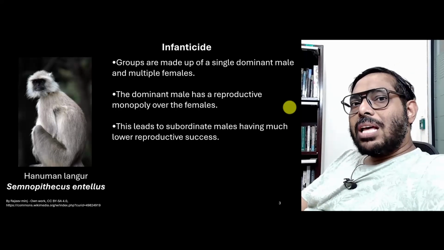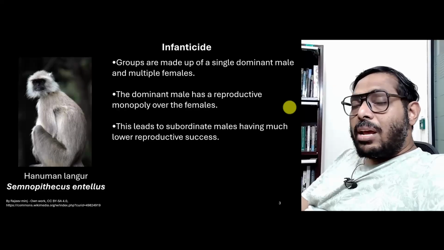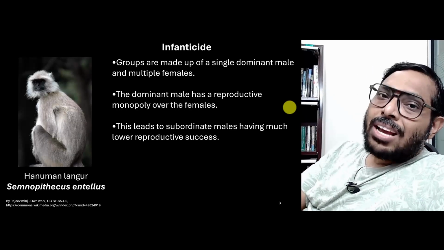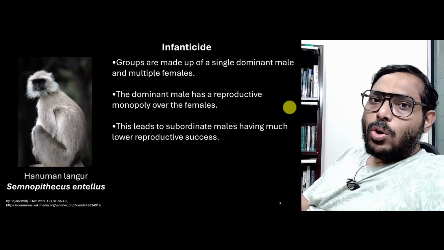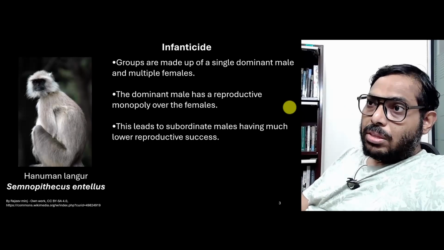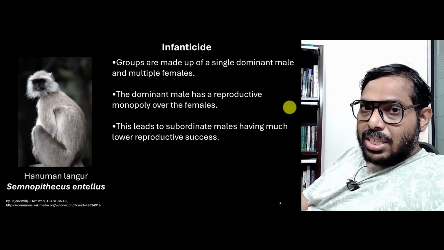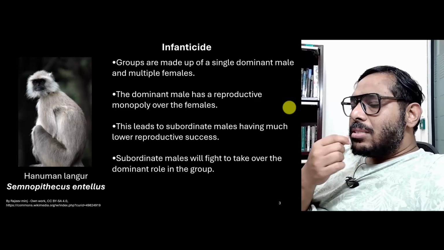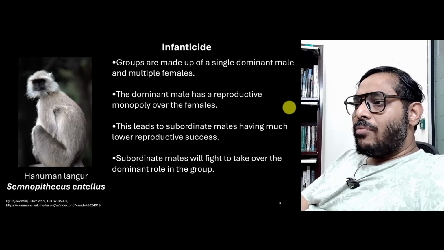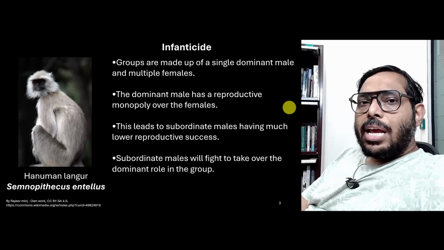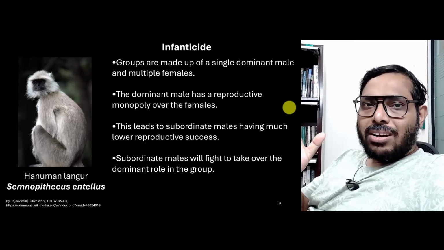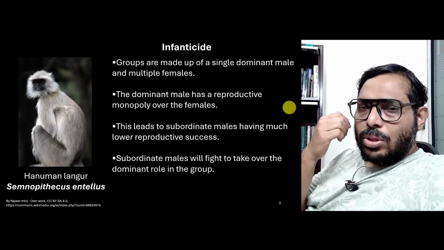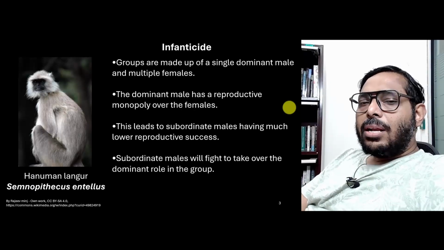So, obviously, that means that the subordinate males in the group have much lower reproductive success. The best that they can do is to sneak a mating when the dominant male is not looking, and even that is very fraught with danger, because if the dominant male discovers such a sneaky mating, it is going to react rather violently. So, the subordinate males obviously do not like it, and very often they will fight to take over the dominant male role in the group, and when that happens, typically they will either kill or banish the dominant male, and they will now become the group leader.